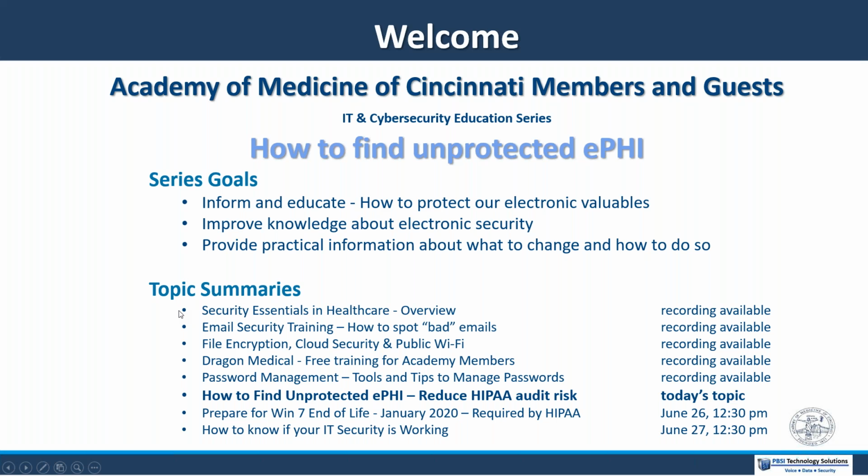So the topics that we've covered: security essentials, email training, file encryption, Dragon Medical, password management. Each of those are really important topics, really useful content. Today, we're going to talk about how we can identify what risk we have on our network from patient information, primarily that is unprotected. How can we find out? It's a difficult topic. Having been through that when we didn't have electronic tools to do it, I know how difficult it is. That's our topic today.